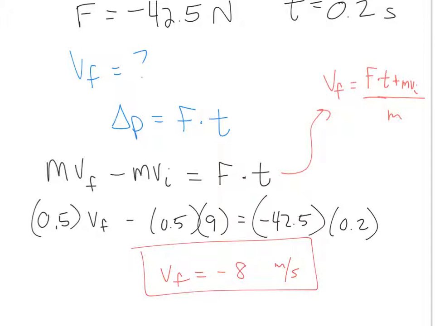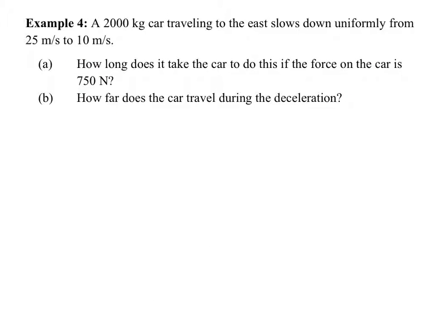Okay, the one significance of it bouncing off the wall is what's really important as well. Okay, let's look at this. It's all momentum and momentum impulse theory. A 2,000 kilogram car traveling east slows down uniformly from 25 meters per second to 10 meters per second. How long does it take the car to do this if the force on the car is 750 newtons? How far does the car travel during this deceleration?